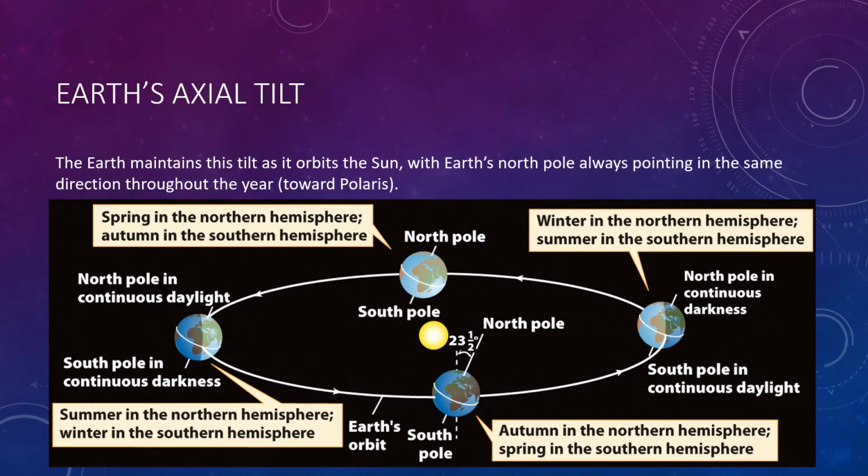Note that the Earth maintains this tilt as it orbits the Sun, so its tilt doesn't change drastically from time to time or location to location. So Earth's North Pole is always pointing in the same direction throughout the year, toward Polaris. So the reason that we have these different seasons is because we orbit the Sun with a tilt. Occasionally we're tilted toward the Sun, and sometimes we're tilted away from the Sun. So let's go ahead and discuss what happens as a result.